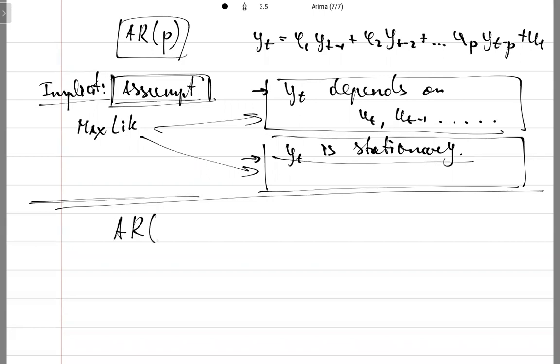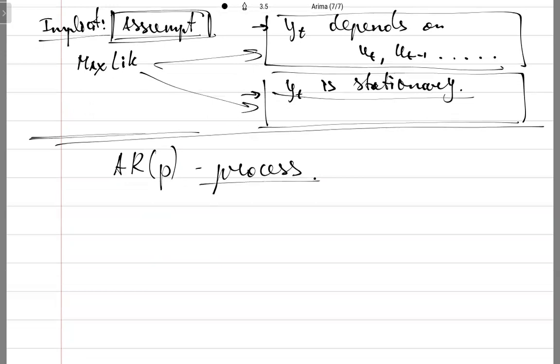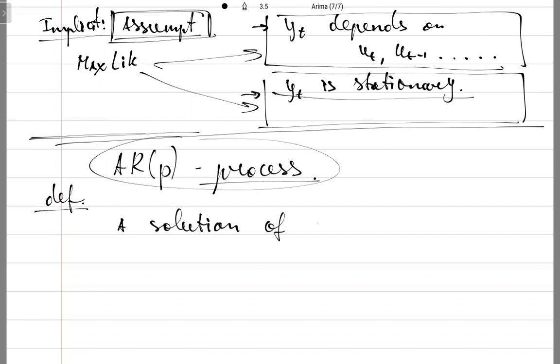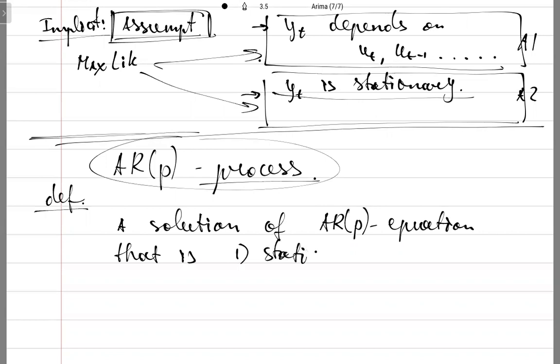What is the definition of an AR(p) process? The problem is that many authors either include or exclude the requirement for stationarity in the definition. So I will clearly state that an AR(p) process is a solution of the AR(p) equation that satisfies these two assumptions, that is, stationary, and I will not copy the process here: Y_t = φ1 Y_{t-1} + u_t.